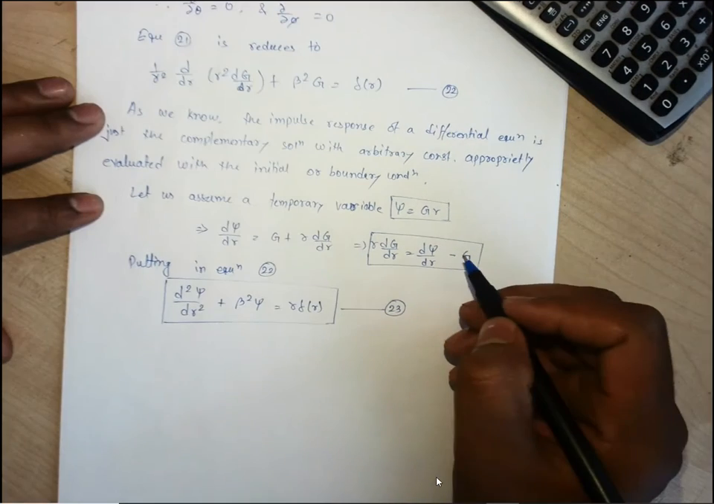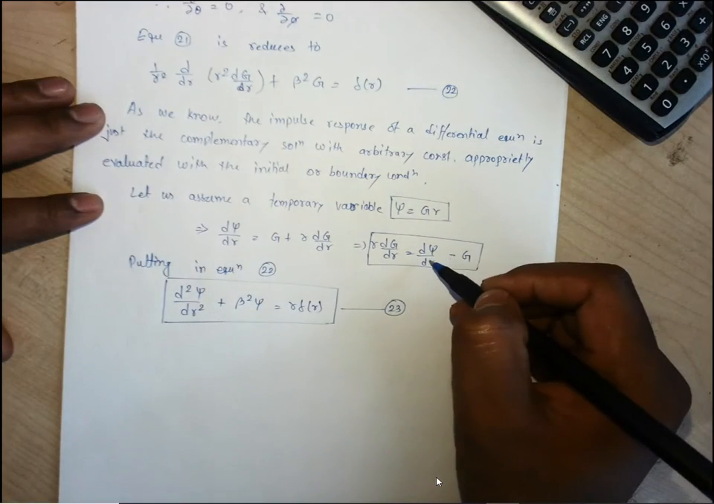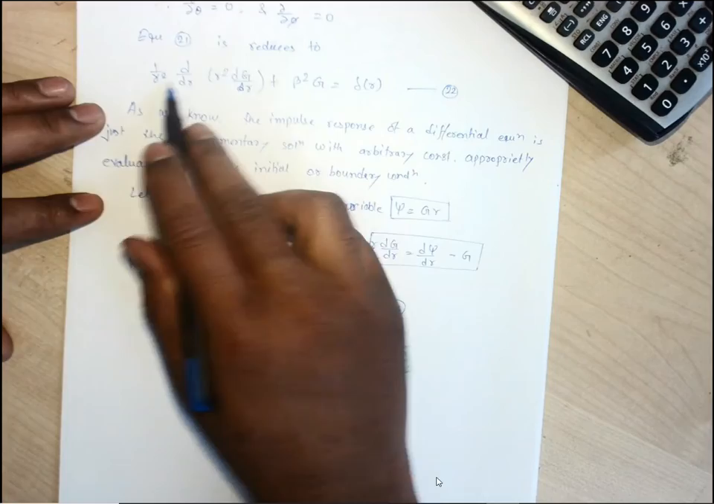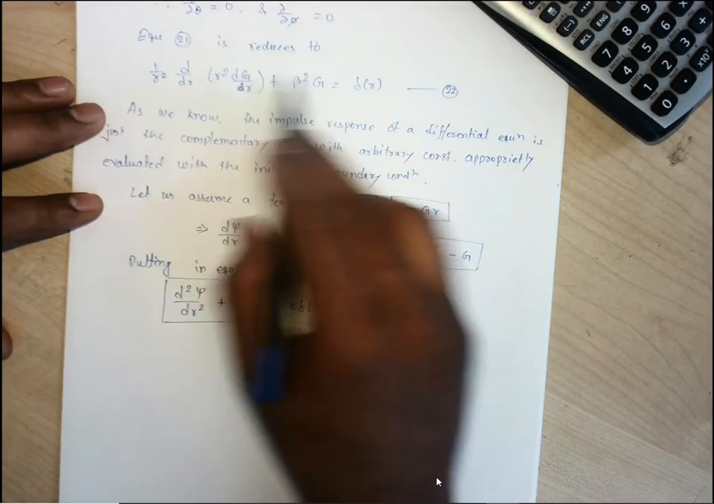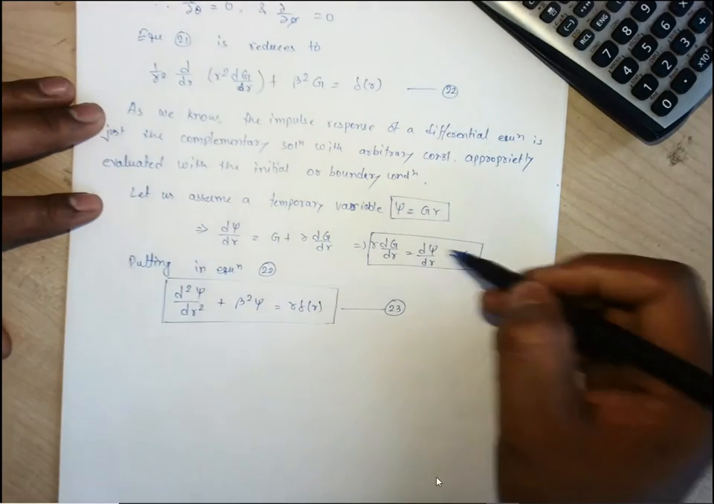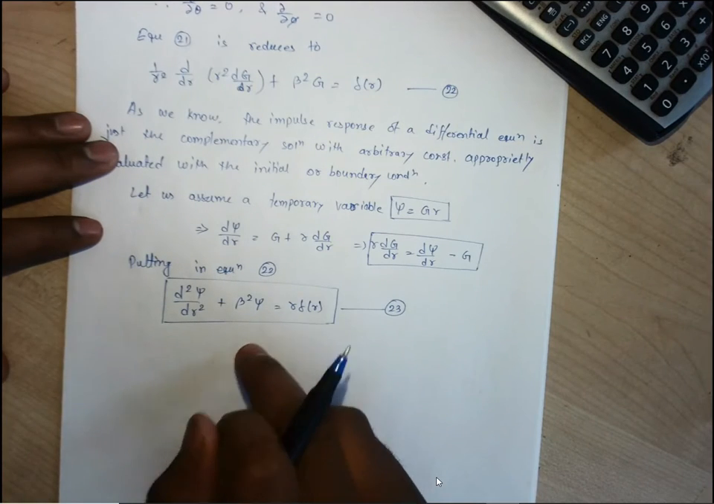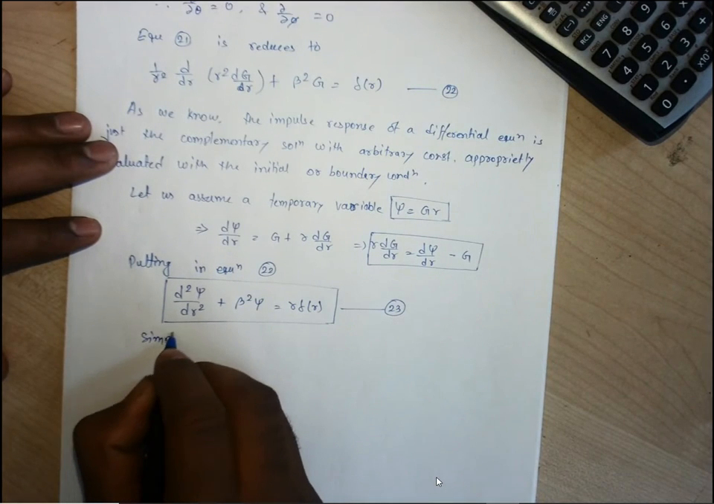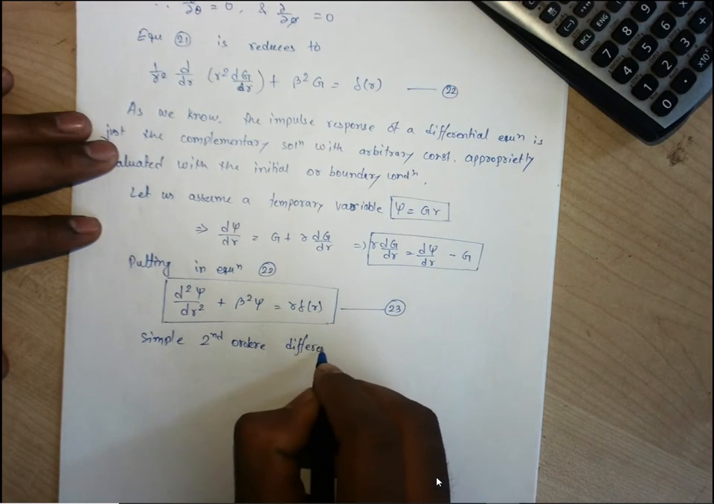We can put this value here, so that will get multiplied with this r d psi by dr minus gr. Then we need to take the derivative of that. Then if we take the cross multiplication, we take this 1r in the right hand side. By taking all this multiplication, we can get this expression. Now this equation 23 is a simple second order differential equation.